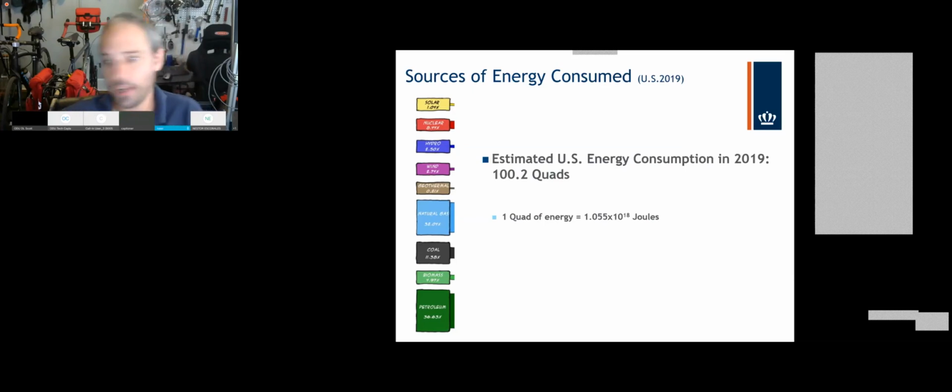We got hydro, that's hydroelectric. So think of dams. Is about 2.5%. Wind is about 2.74%. Geothermal is about 0.21%, not very much. That's when you get the thermal energy from underground.